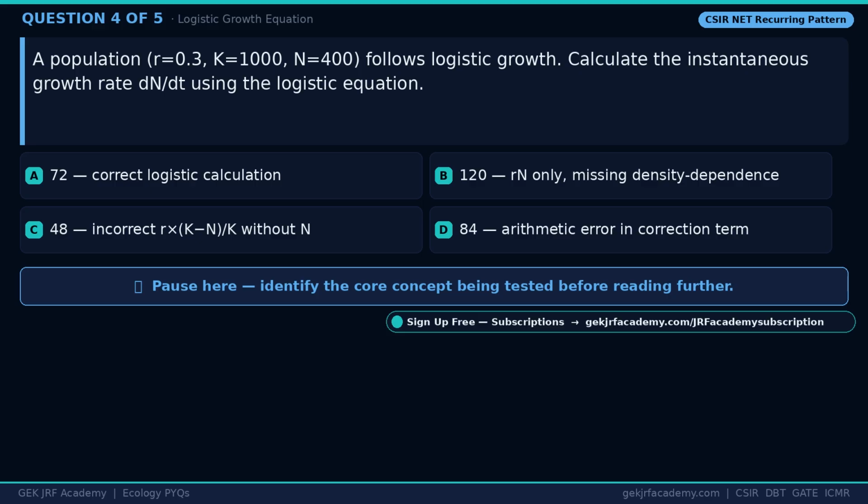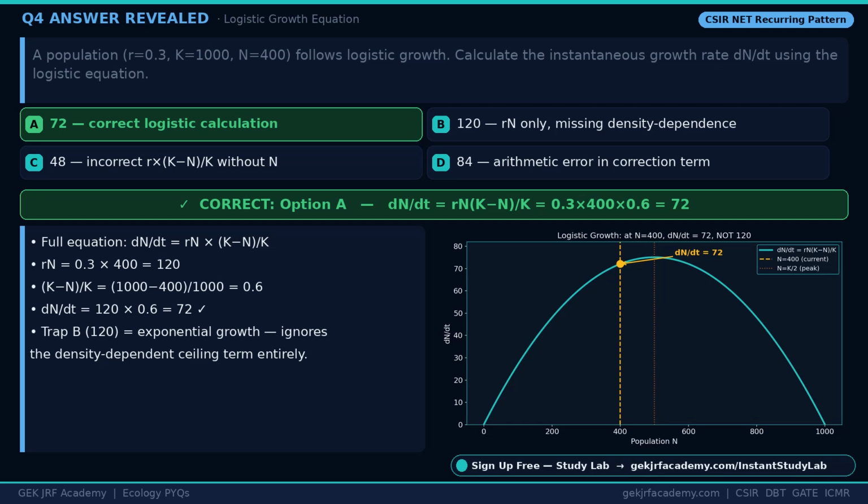What term do most students forget? The answer is option A, 72. The logistic growth equation is dN over dt equals R times N times the quantity K minus N, divided by K. Substituting: R equals 0.3, N equals 400, K minus N equals 600, K equals 1000.